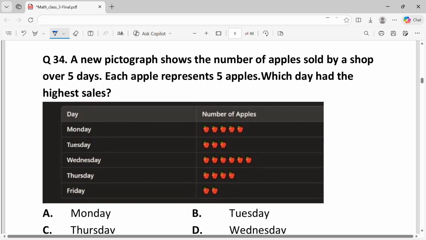Question 34. A new pictograph shows the number of apples sold by a shop over 5 days. Each apple represents 5 apples. Which day had the highest sale? From the pictograph, we can see the highest sale was on Wednesday, as it has the highest number of apples. Now, the answer is D, Wednesday.